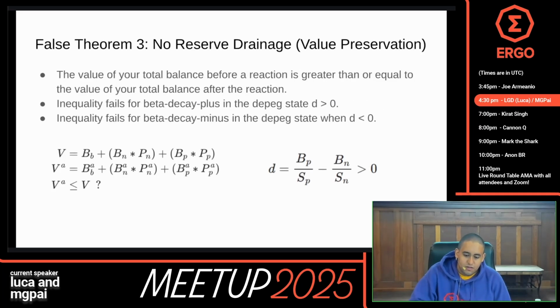And this is another important theorem which we would have liked to be true, but was unfortunately false: the no reserve drainage. Basically, ideally, because of the fees you pay, the total value of the assets you have before an action should be greater or equal to the total value after. And by value, we mean the amount of base coins you have.